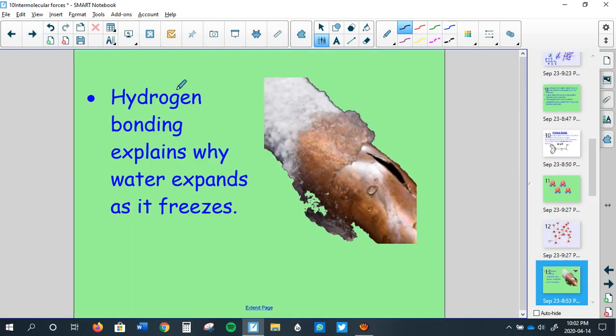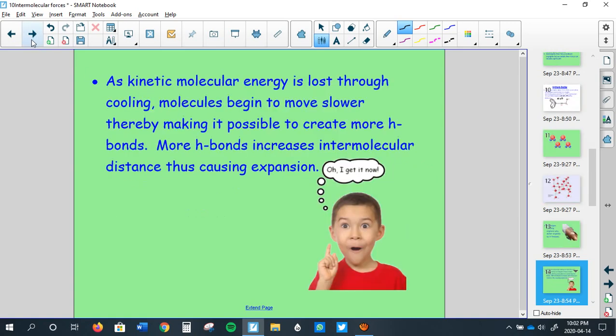Okay, so hydrogen bonding can explain, well, not just hydrogen bonding, but it does help explain why water expands as it freezes. I will leave that question for you to ponder and we can talk about it together. So why does water expand when it's frozen? Part of the answer is here.